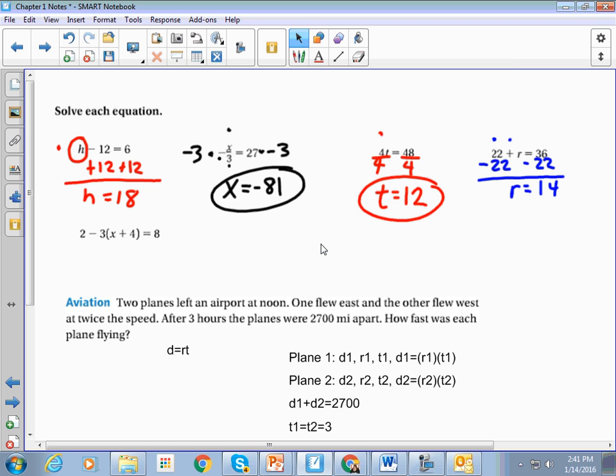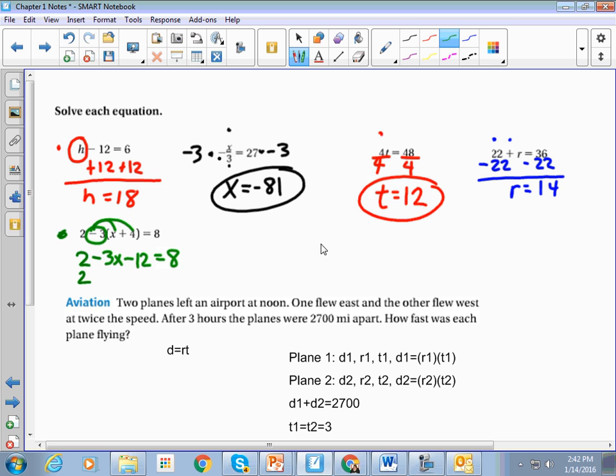All right, last but not least, I have this little equation here, 2 minus 3 parenthesis x plus 4 close parenthesis equals 8. The first thing I'm going to do is attach this negative onto the 3. He is a buddy with this 3, and I'm going to distribute that negative 3 into the parentheses. Negative 3 times x gives negative 3x. And negative 3 times 4 gives us negative 12. Then I'm going to simplify that into 2 minus 12, the 2 and the minus 12 go together.